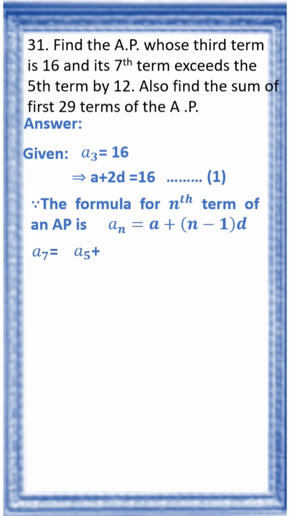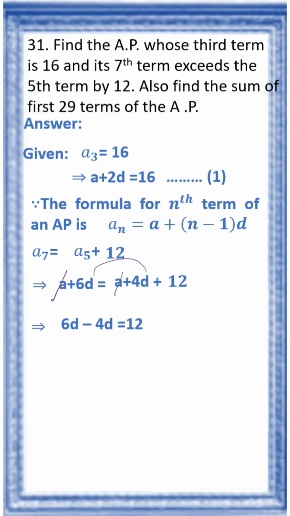A7 is A5 plus 12. It implies that a plus 6d is equal to a plus 4d plus 12. Rearrange: 6d minus 4d. Here a and a get cancelled. 4d transposed to this side is equal to 12. So 2d is equal to 12. d is equal to 6.